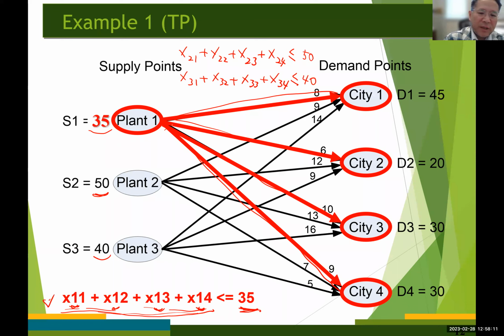So these 3 constraints are what is called the supply constraints, because they simply say that no more is shipped from each supply location than is available. So that is called the supply constraint.